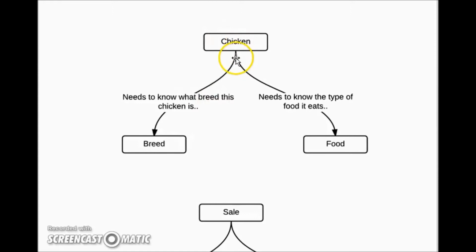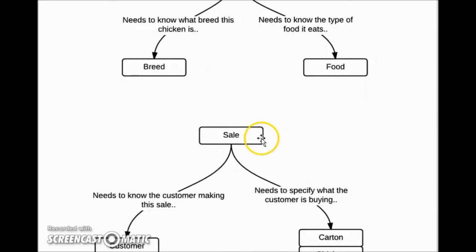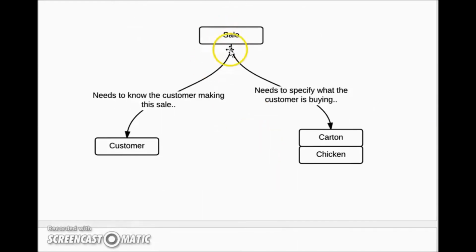So whenever you add a chicken, you need to make sure that you specify the breed, and if you're adding a chicken that has a new breed, you need to specify the breed first, because the chicken needs to know what breed it is. And then you also need to have a food type for the chicken. These are both required. Also, if we're adding a sale, we already have to have a customer in the database that refers to the sale, and then we either have to have a carton or a chicken or both that also will be included in the sale.